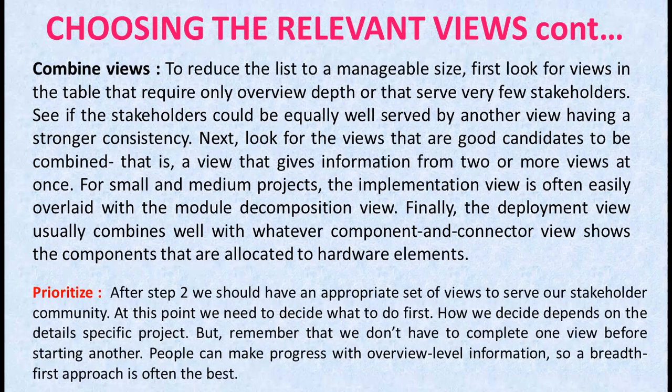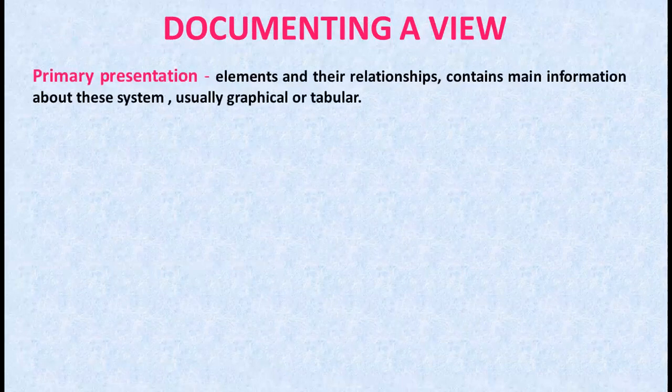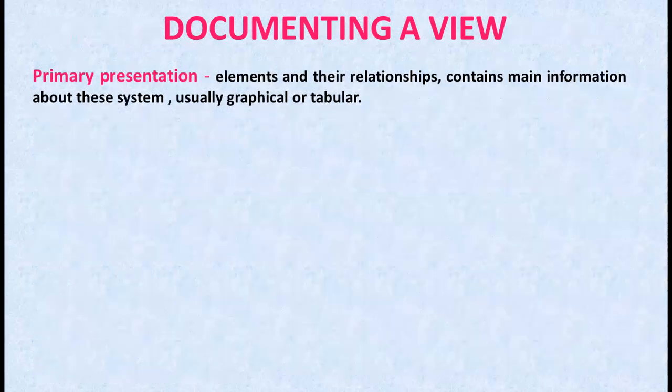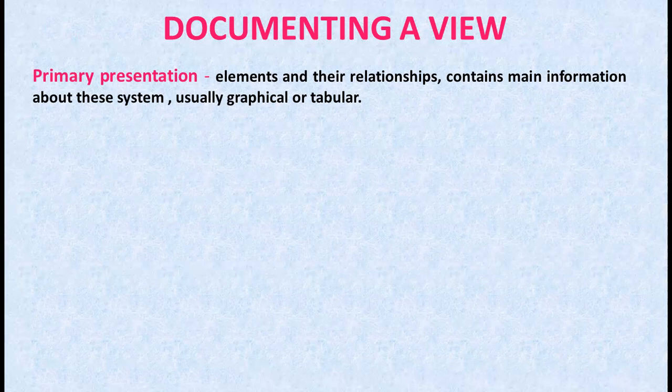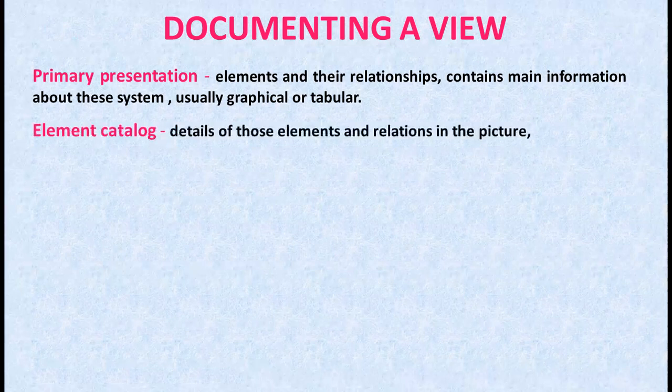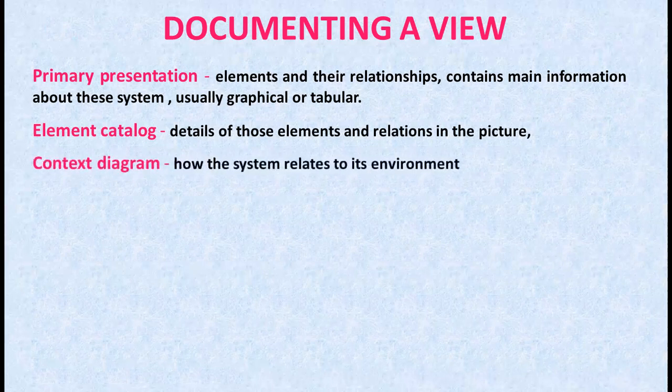Now coming to documenting a view. The primary presentation shows elements and their relationships, which contain much information about the system, usually graphical or tabular. The element catalog gives details of those elements and relationships in the picture. The context diagram shows how the system relates to its environment.